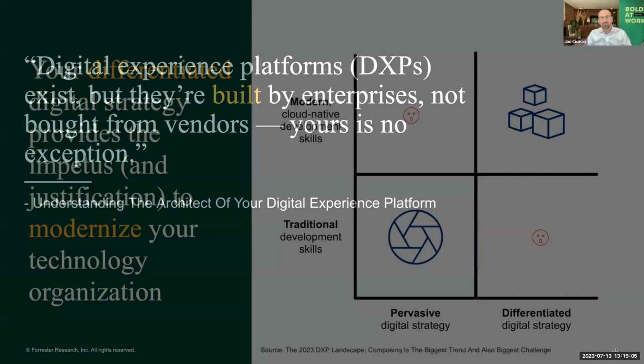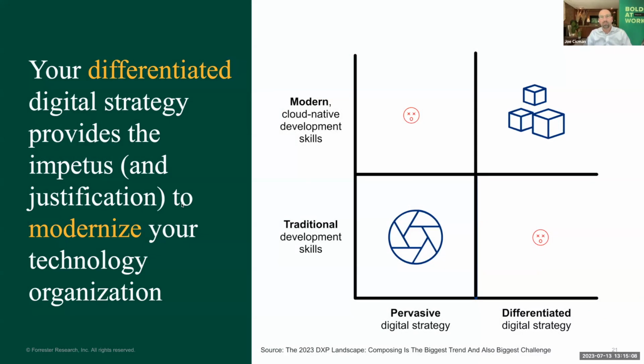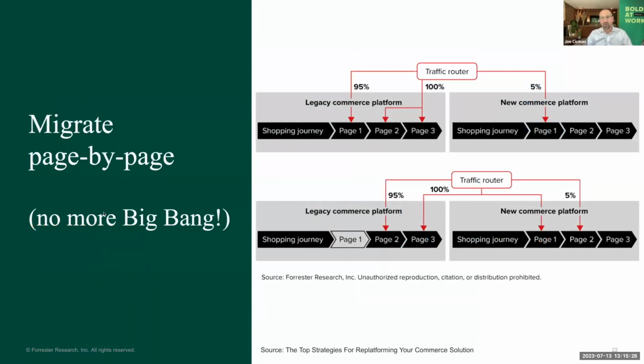Now, customer-obsessed brands with a future fit technology strategy compose their own DXP using parts from multiple vendors selected to deliver their distinct digital strategy. And your differentiated digital strategy provides the impetus and the justification to modernize your technology organization. Let's go to the next. And it doesn't have to be a big bang. Companies are gradually modernizing in a way that minimizes risks. So many are able to migrate page by page. And this tactic is only feasible if you're already decoupled your experience layer from your back end. Now, this approach is akin to doing full page A/B testing. Let's go to the next.